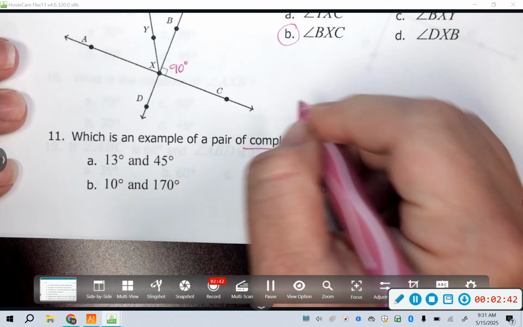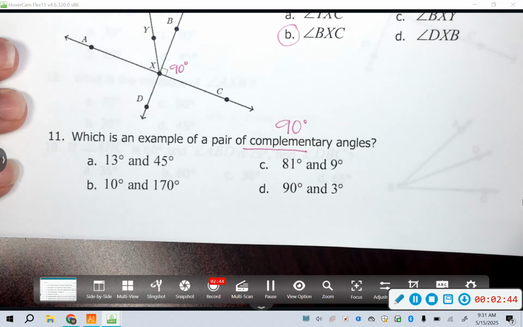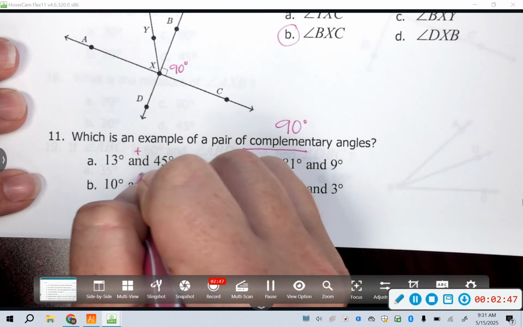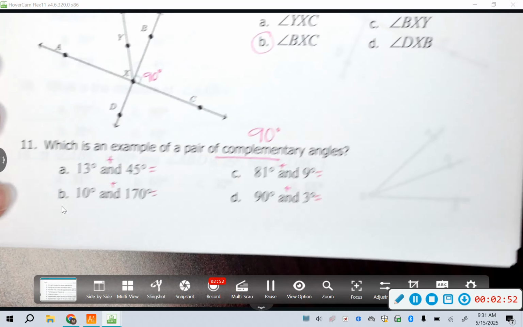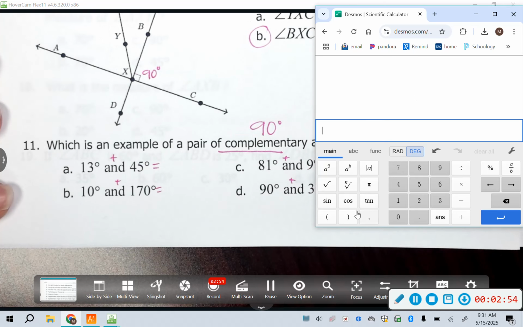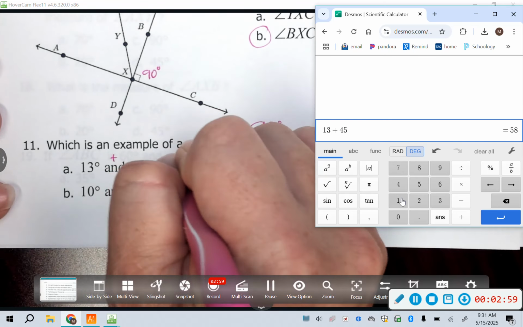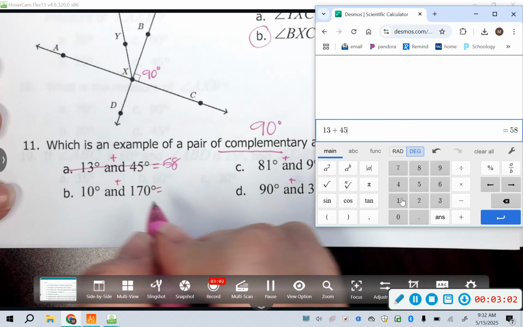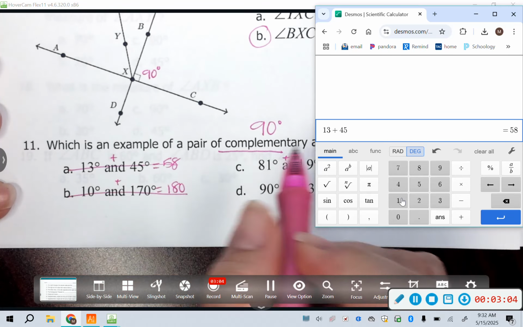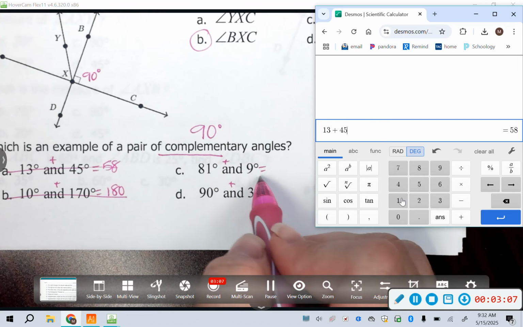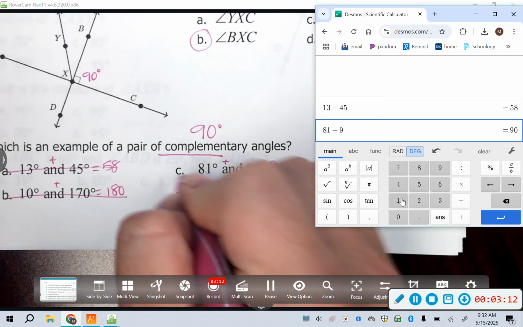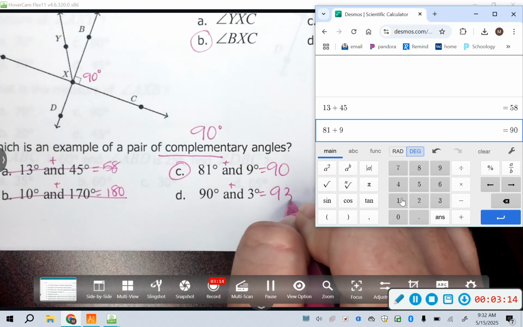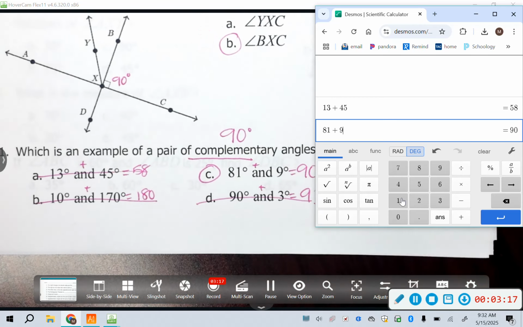11 says which is an example of a pair of complementary angles. So remember, complements are always right, so that's 90 degrees. We're going to just add them and see what they equal, and whichever one equals 90 is my answer. So we can use our calculator. 13 plus 45 is 58, so that's not my answer. 10 plus 170 is 180, so that's not my answer. We're looking for complementary. 81 plus 9, if I type in my calculator, is 90. So that is my answer, because this one equals 93. So C is my answer.